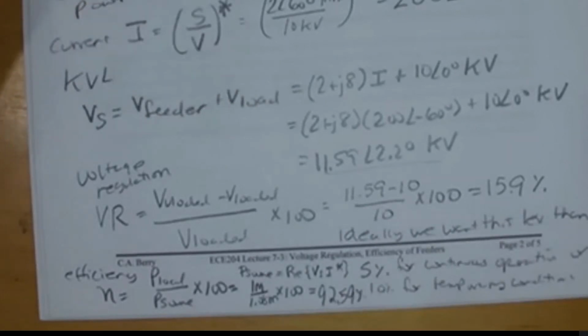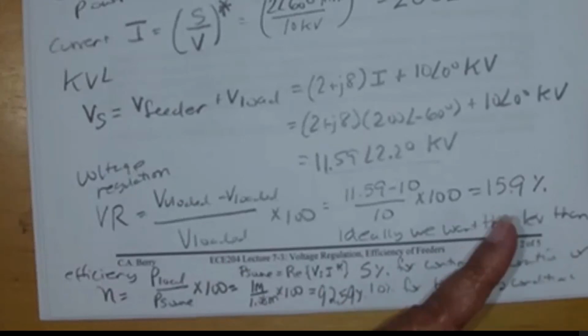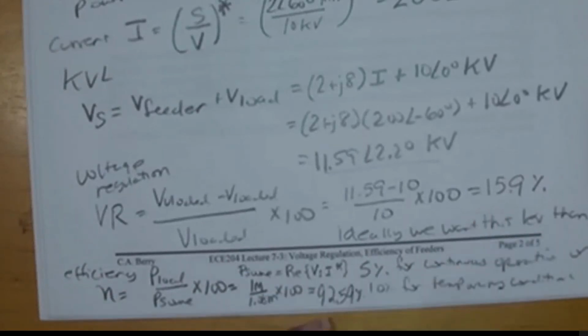All right, 92. So ideally what you want to do is change the power factor by adding the capacitor bank to improve the efficiency and the voltage regulation. So that means get the voltage regulation under 15% and get the efficiency above 92.59%. Does everyone understand what we're doing? Yes, ma'am.